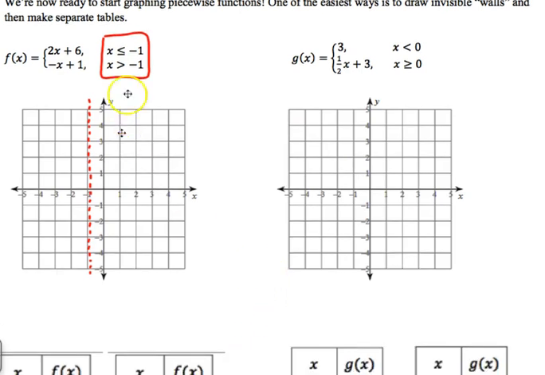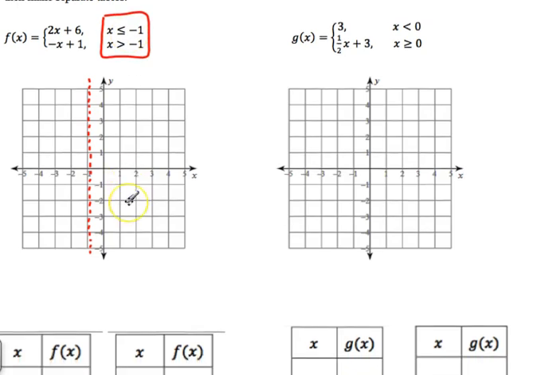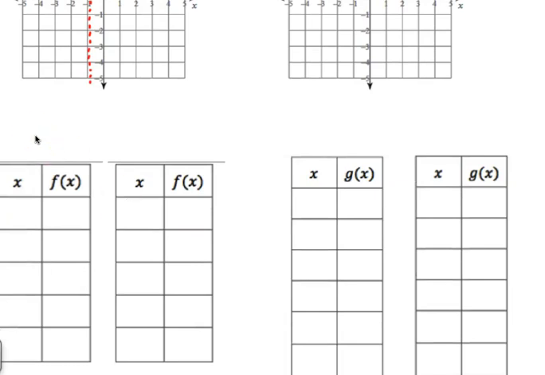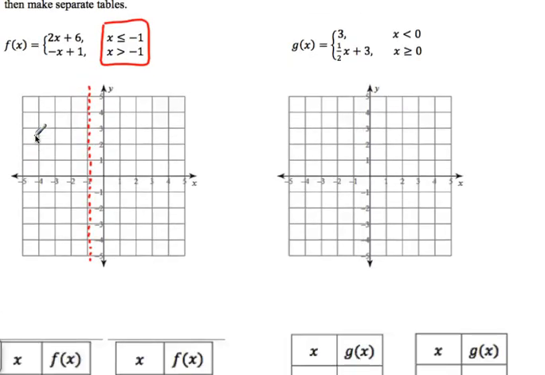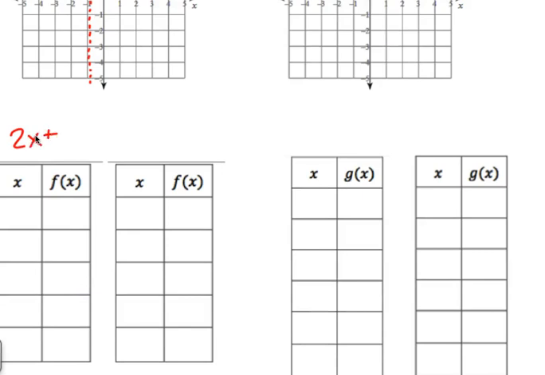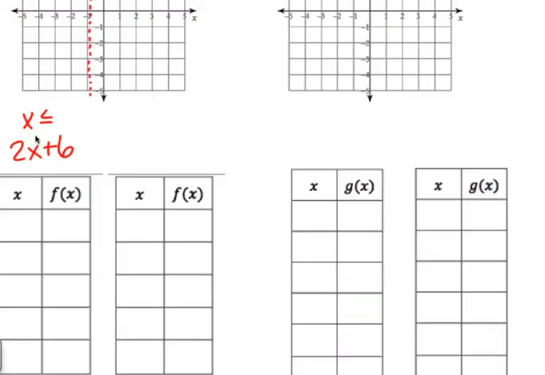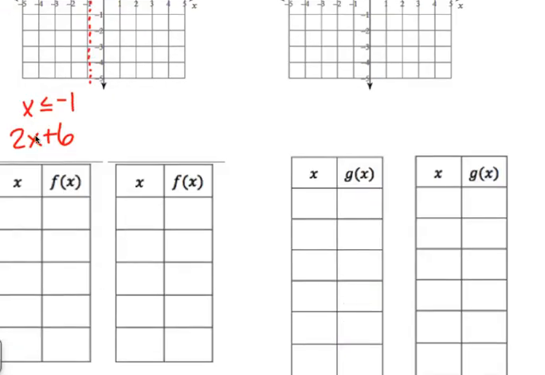So what we're going to do is pick some values that are less than -1 and put them in a table. Okay? So we're going to do that in our first one. So let me write that equation down. 2x plus 6. And I want to pick x is less than or equal to -1. So let's start with -5, -4, -3, -2, -1. Okay. That way I can figure out what's happening on the left side.